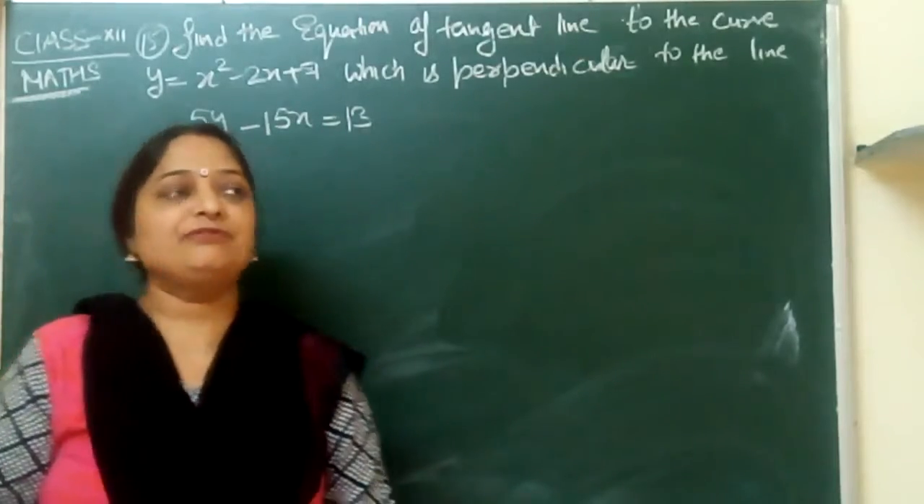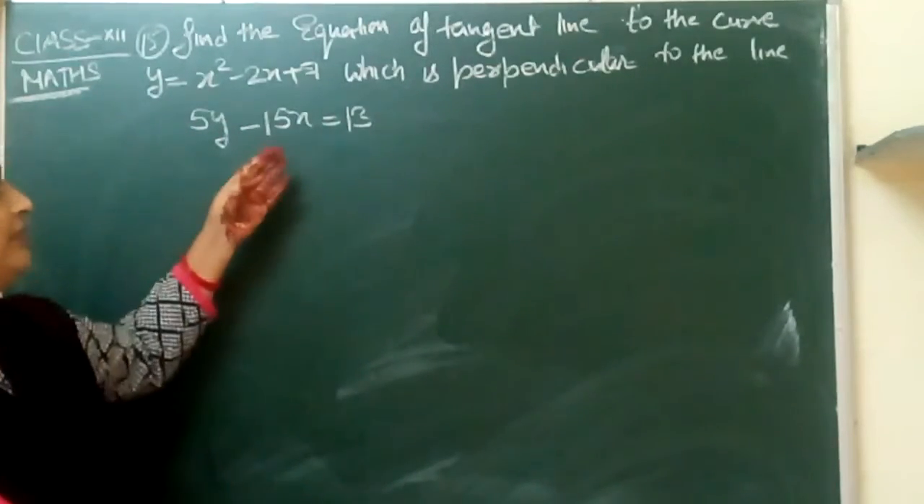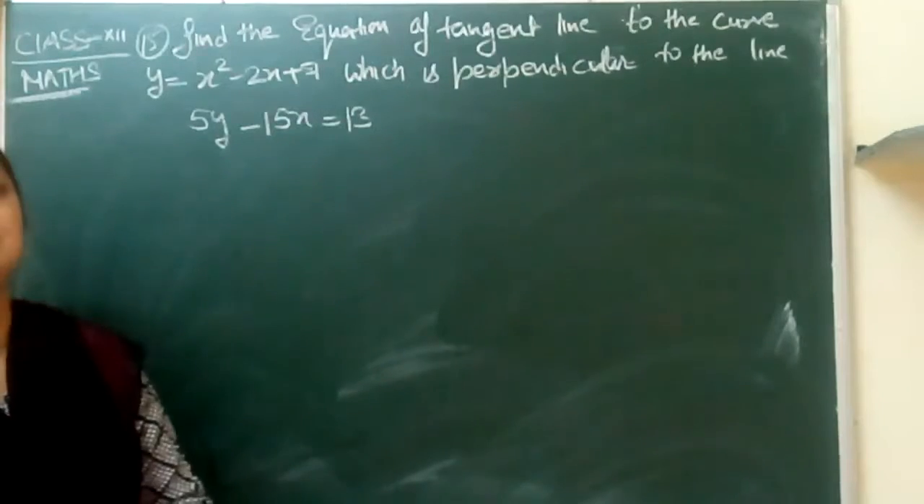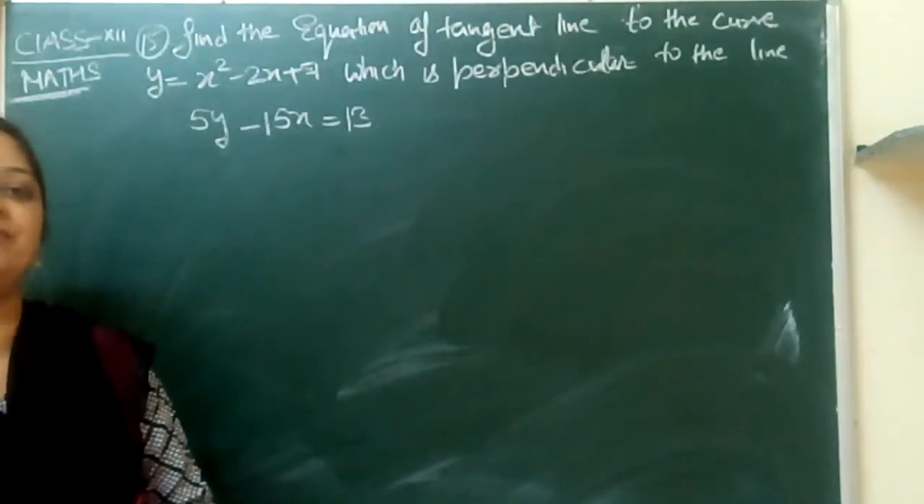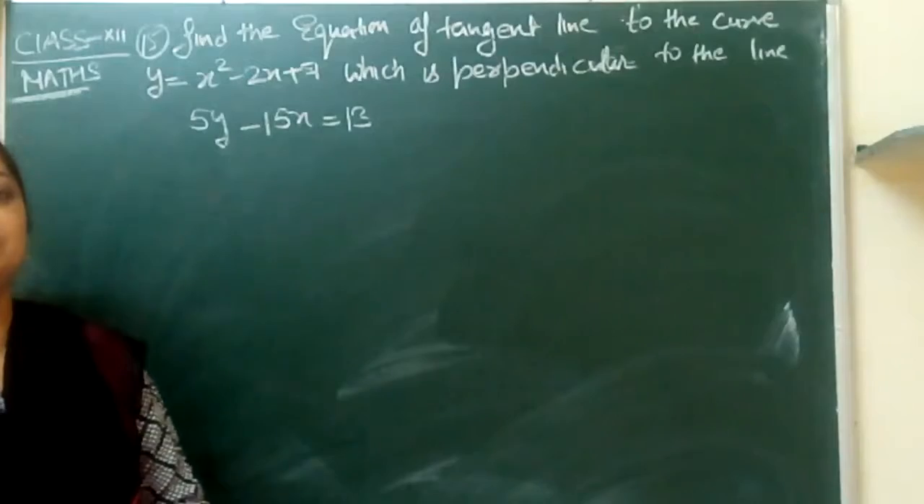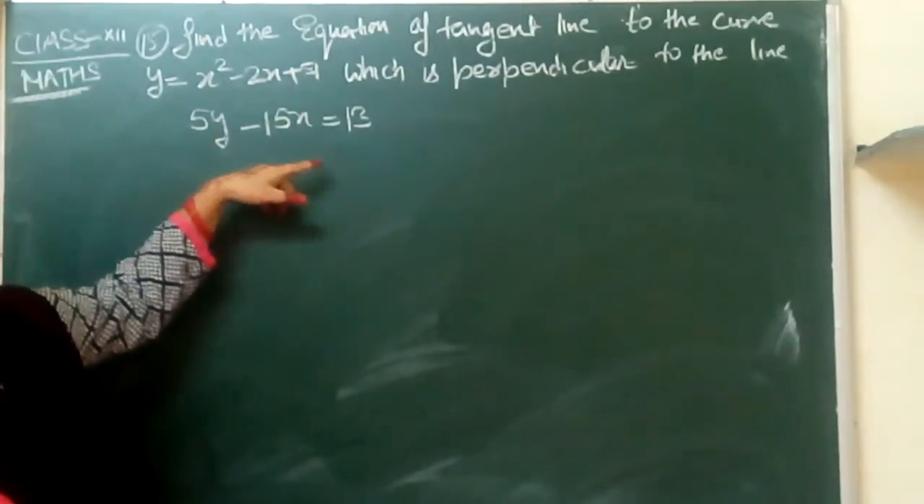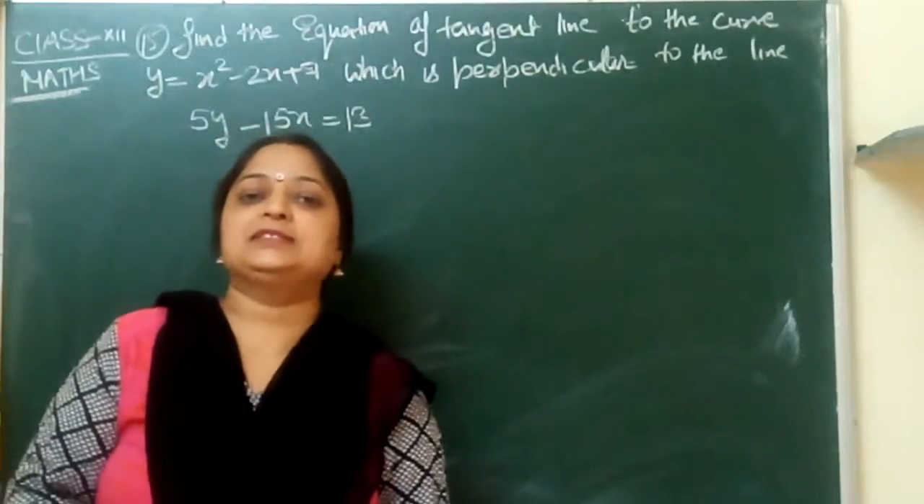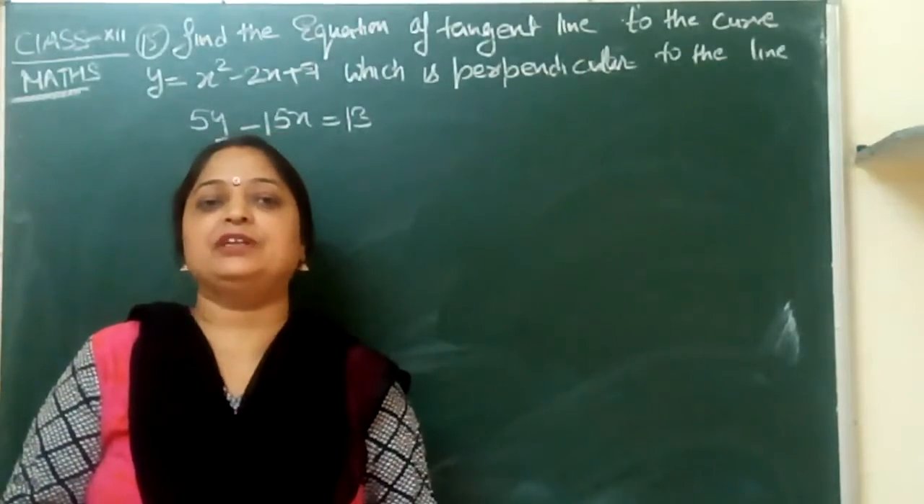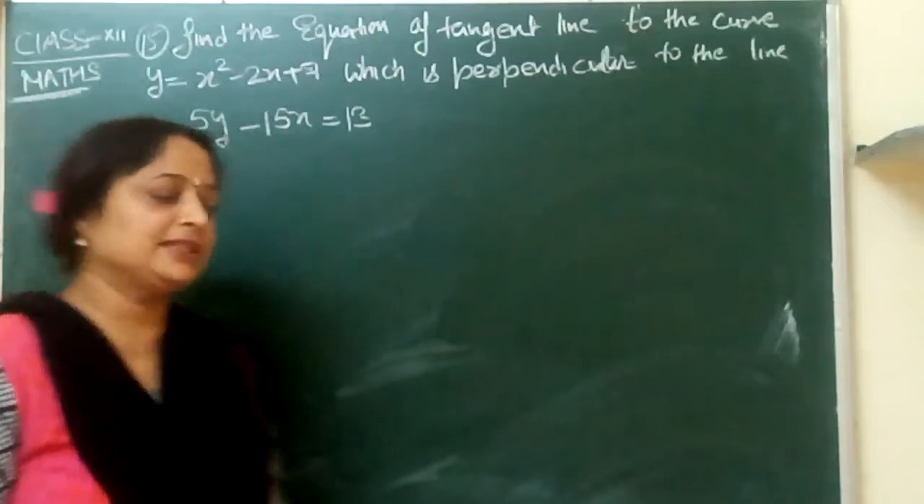If a tangent to the curve is perpendicular to the line, then m1 m2 = -1. We have to find the slope of this line and then the slope of the tangent. Then the product of the slopes of two lines is equal to -1, m1 m2 = -1. So let us start the solution.